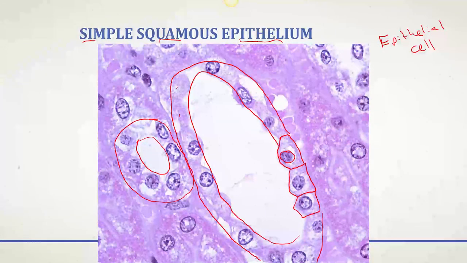So where would you find this? One of the most common places that you think of when you think of simple squamous epithelium should be the alveoli. The alveoli of the lungs are the places where you have gas exchange. So the function would be one layer thick to allow for gas exchange.